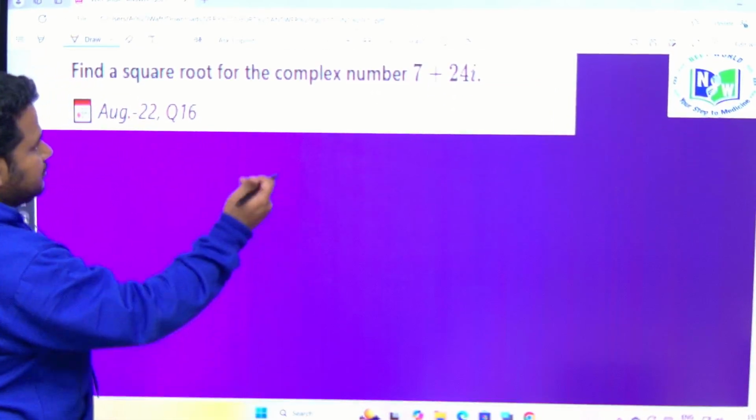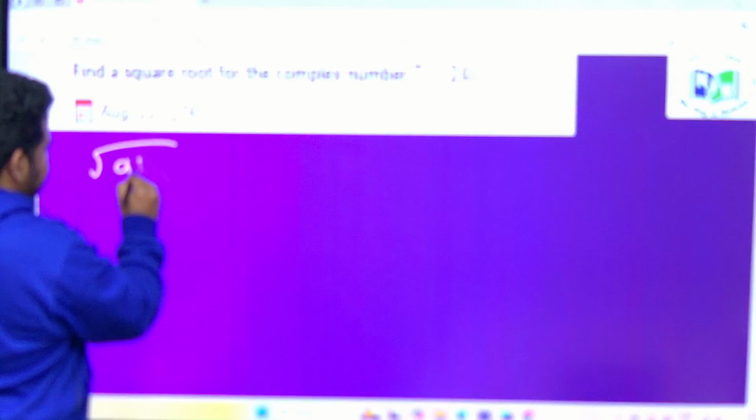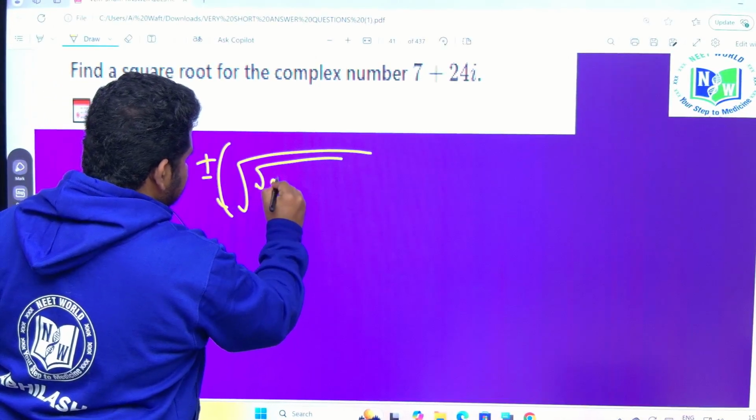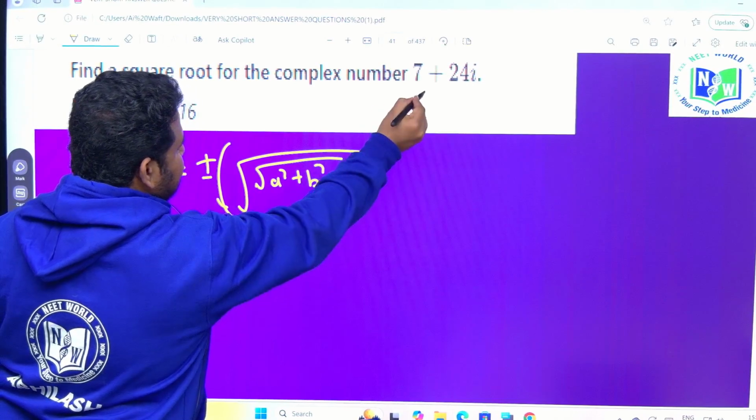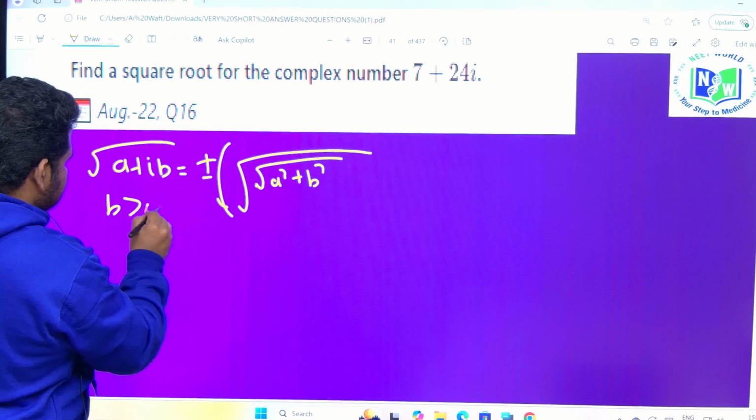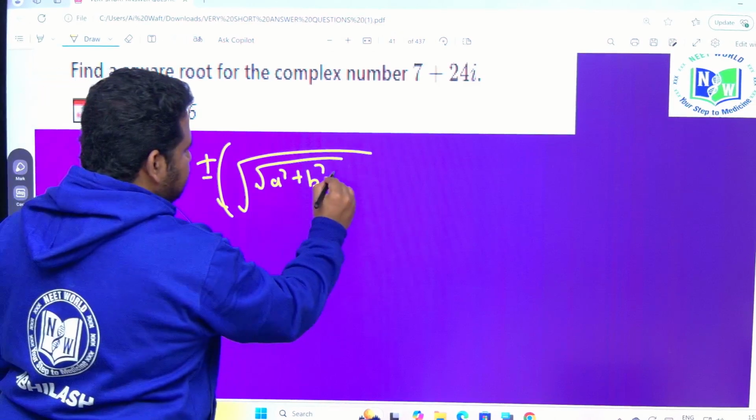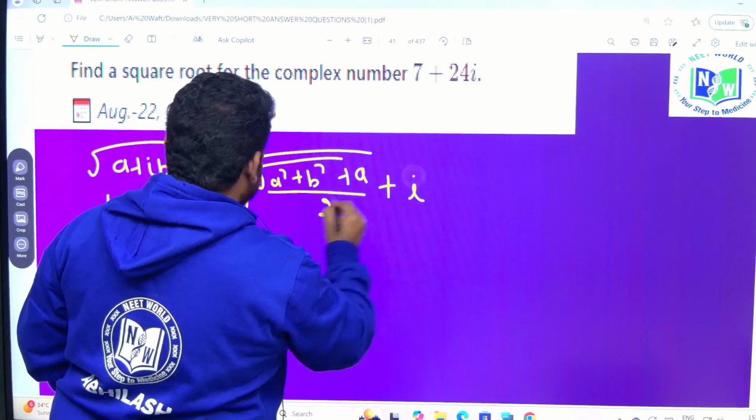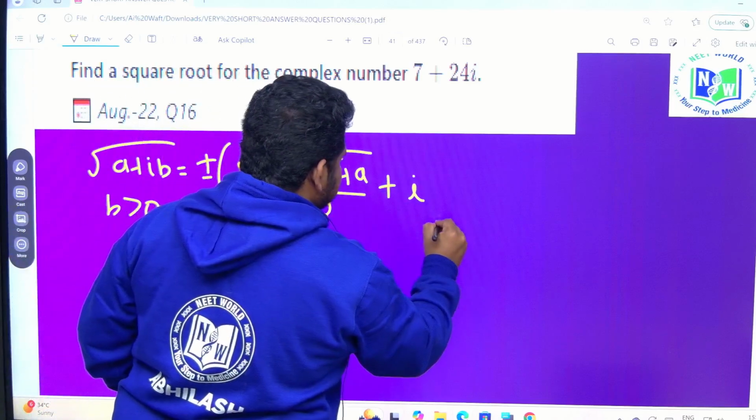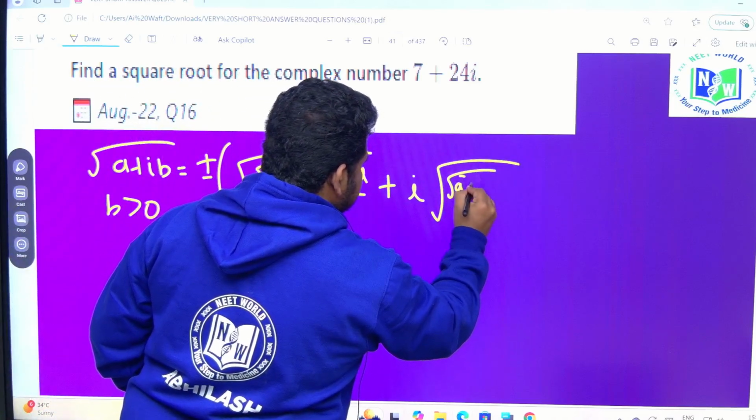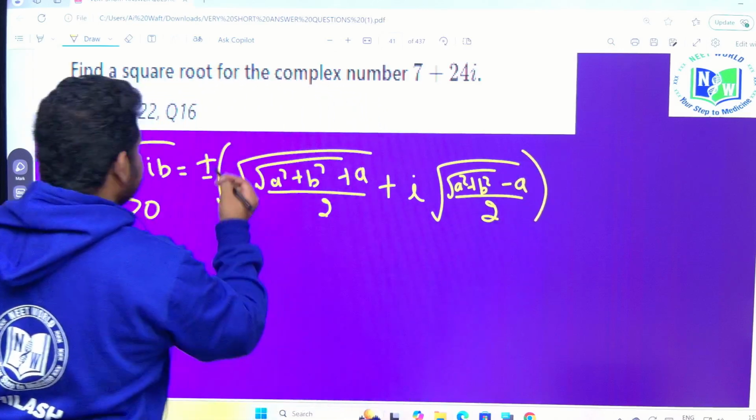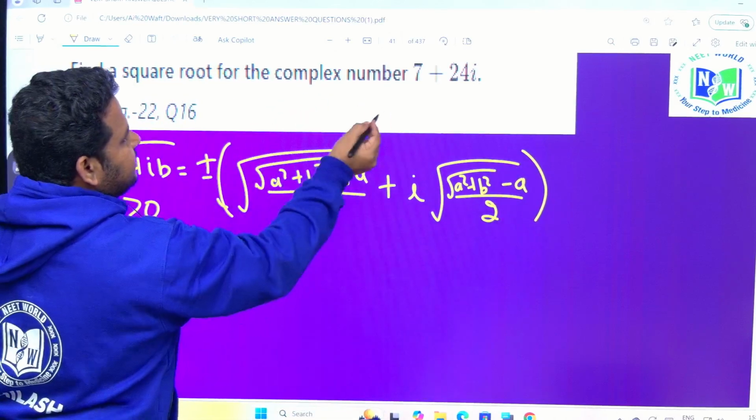So, when I said square root of a plus ib, this is nothing but plus or minus, within bracket, under square root a square plus b square plus a divided by 2, plus i. Here it is 7 plus 24i. So, here b is greater than 0. Since b is greater than 0, this is plus i under square root of a square plus b square minus a divided by 2. Here a is equal to 7, b is equal to 24.